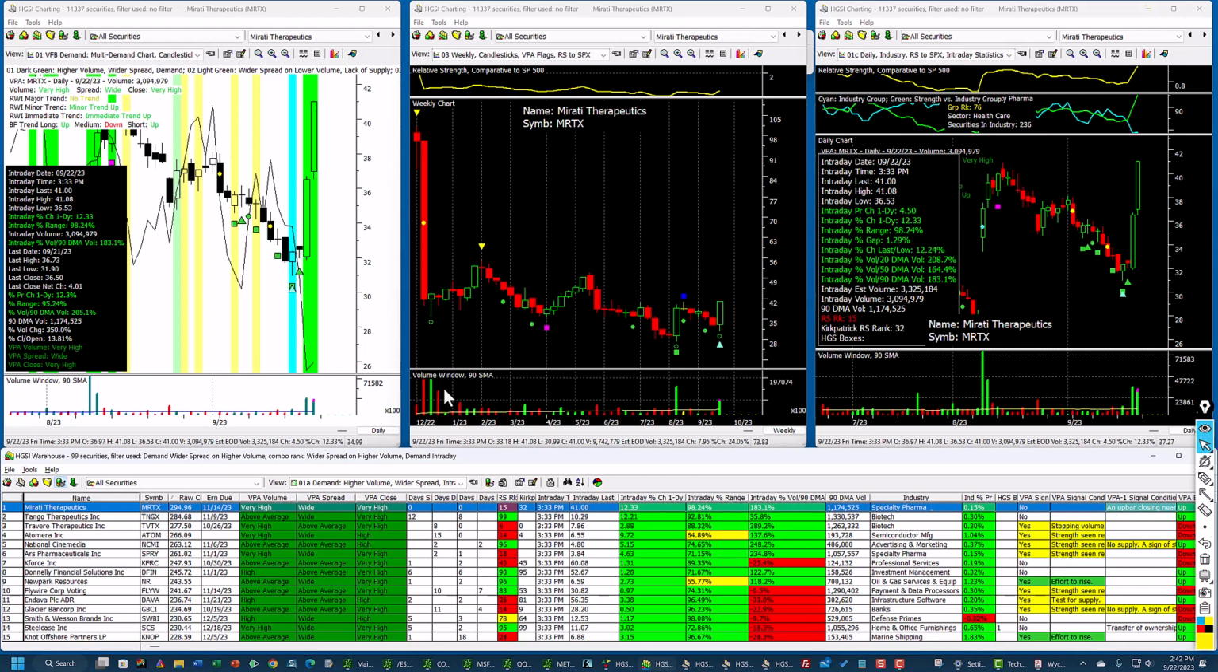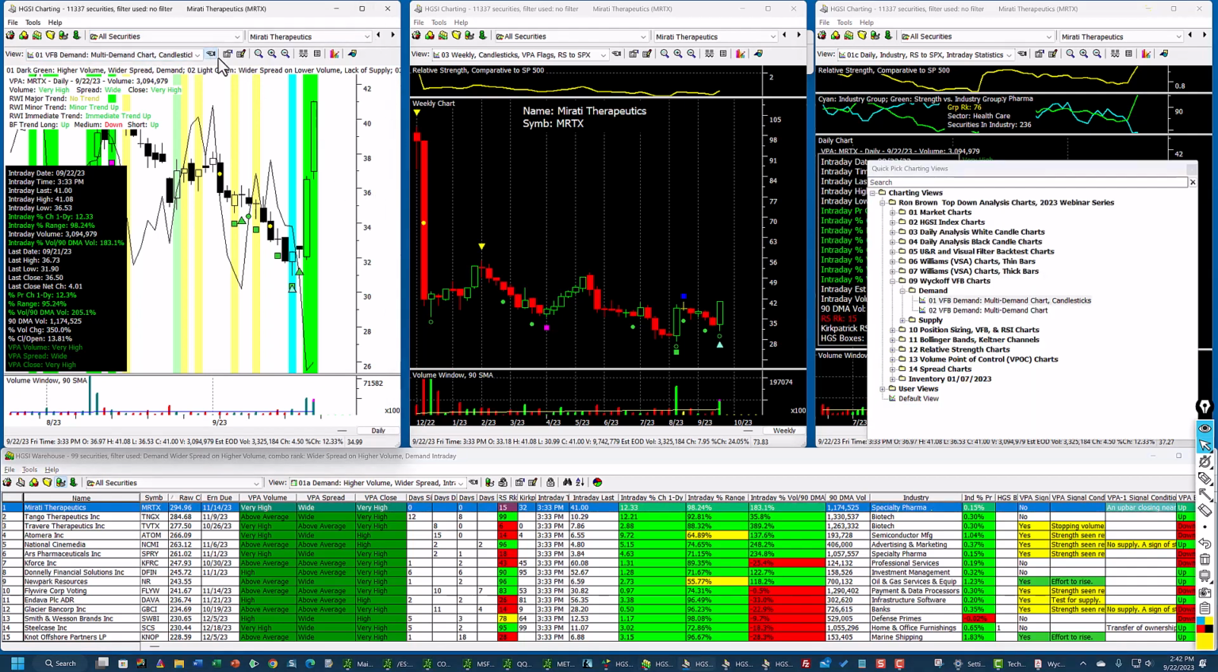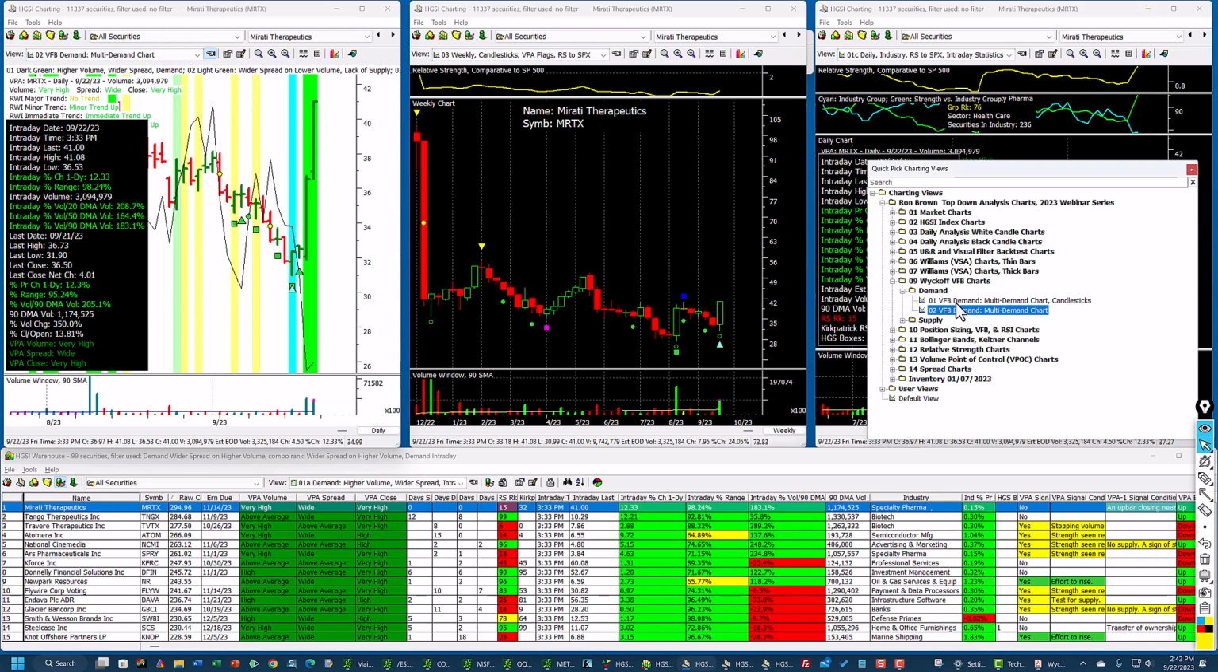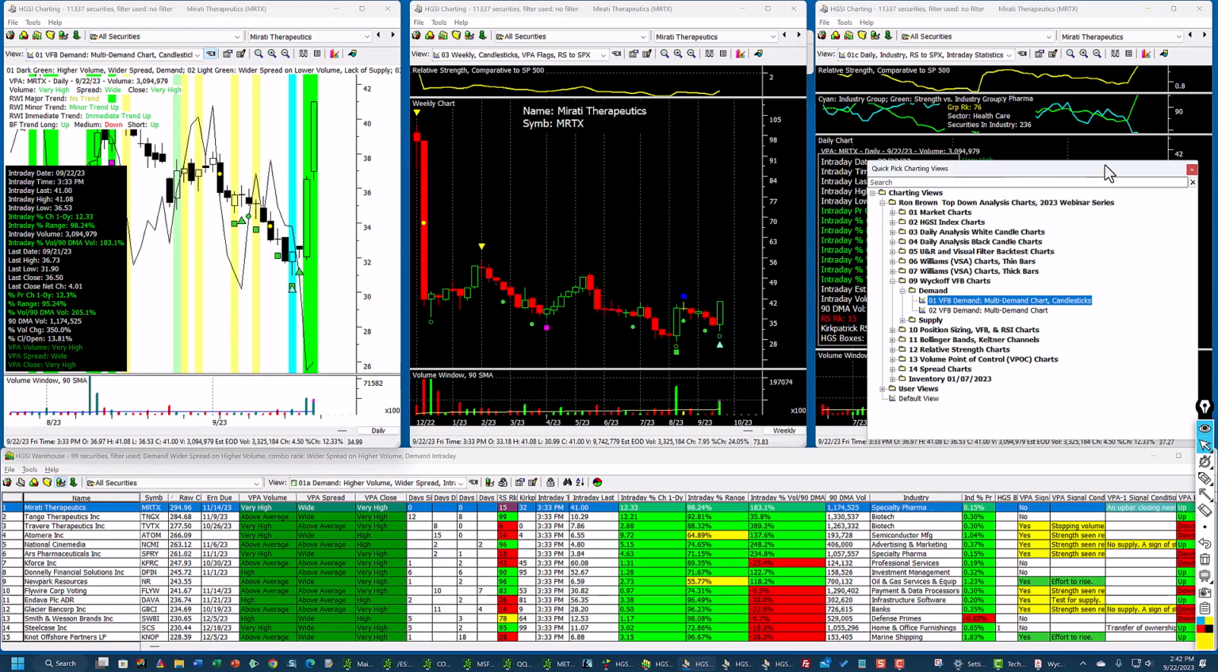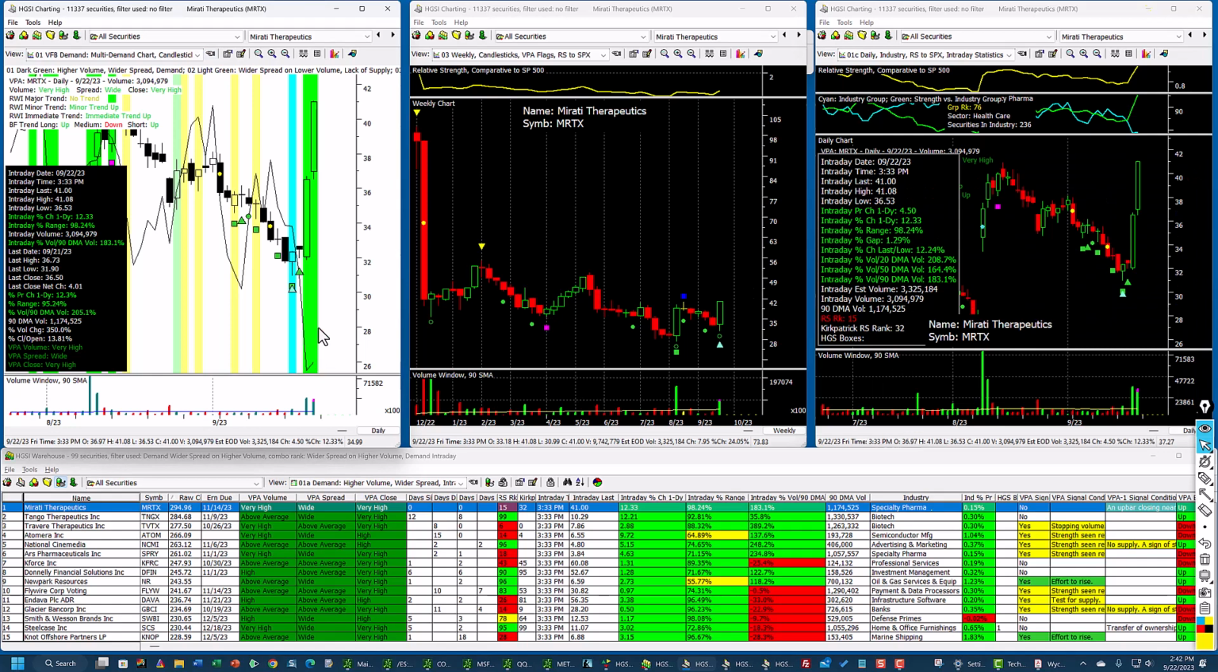This is the weekly chart, and this is what I call my demand charts, Wyckoff charts, and you're going to find these in my files under the number 9 folder, demand, candlesticks, or just bars, either one. But what they do is they give me a visual representation of when certain conditions are met with Wyckoff.